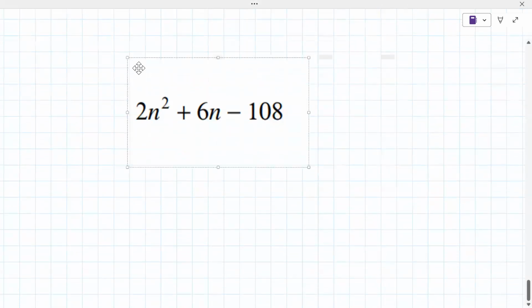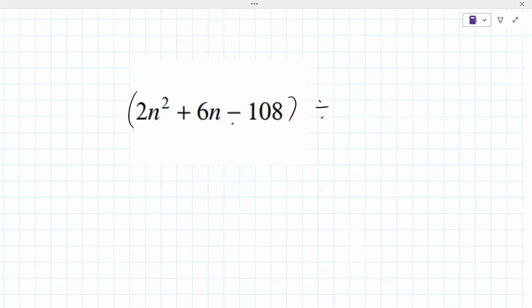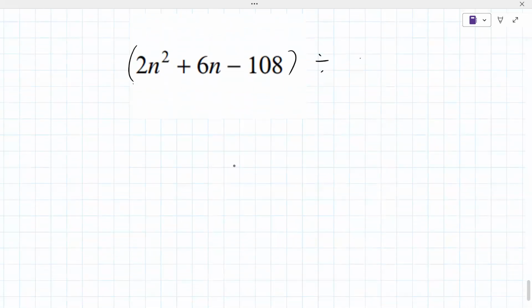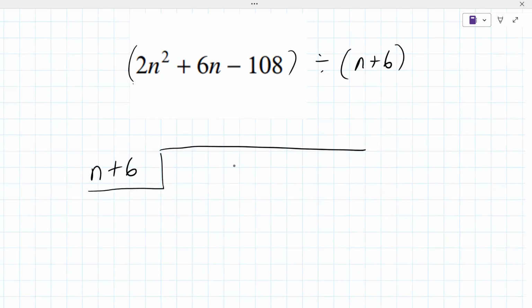All right, we'll actually just use this one here. Let's say you wanted to divide this by, well, a couple ways it could be. It's usually written this way. We'll say n plus 6 as an example. So you have to remind yourself what goes inside the house and what goes outside the house. N plus 6 goes out, and that goes in.